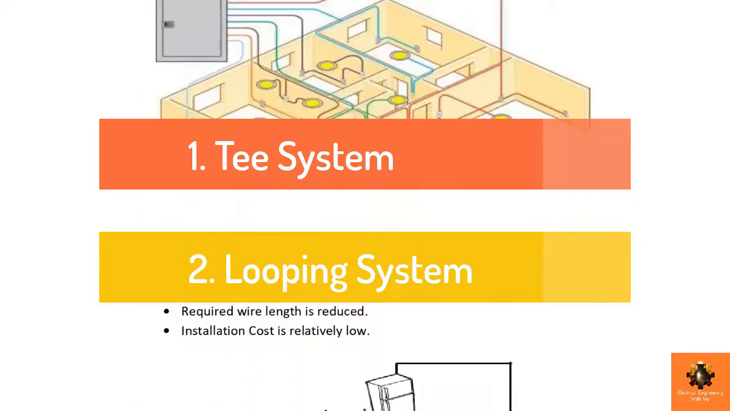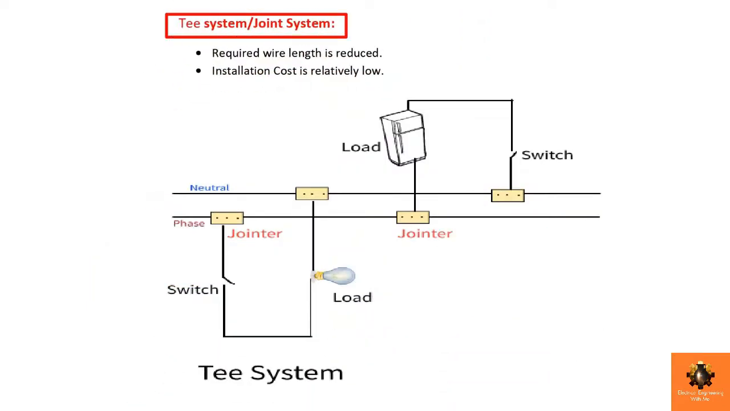So first is the T system. This T system is also known as the jointing system of wiring because connections are made from the main branch. See here, this is your main line which is coming from the main distribution board. So we make the connections directly from this main branch through these jointers to feed our load. You can see we have connected these wires directly to this main line. Clear? So this is the jointing type wiring system.